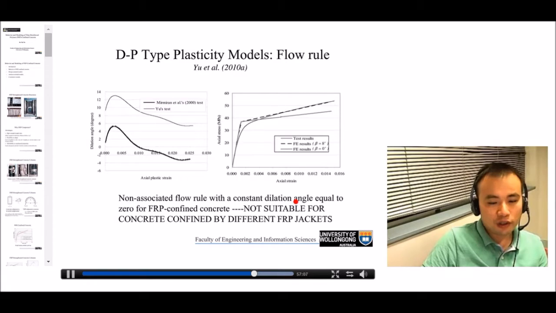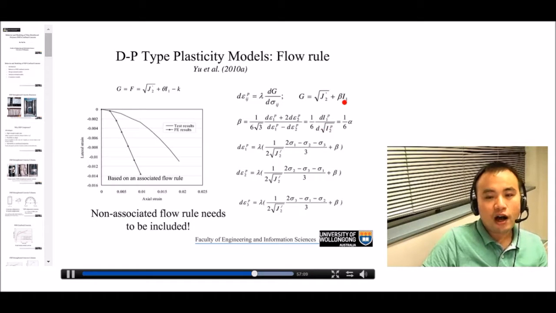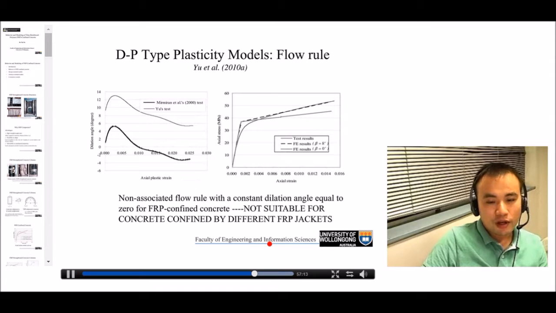Then for the non-associated flow rule, there's a question of how to define this beta. Some researchers propose to use a zero direction angle. They claim that if you use a direction angle which is equal to 0, which means beta equal to 0, it works. Let's see whether this makes sense or not.